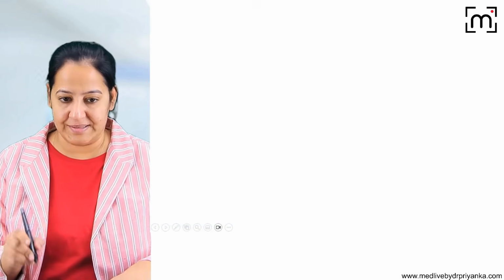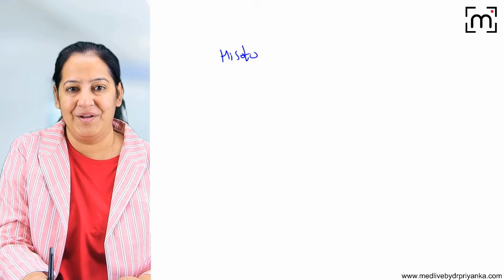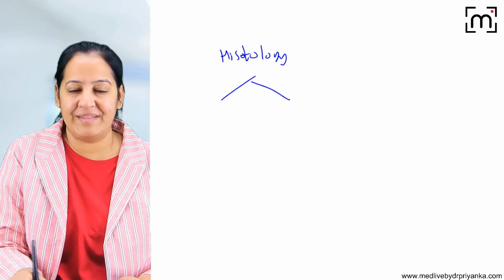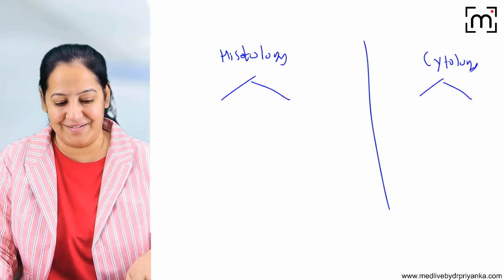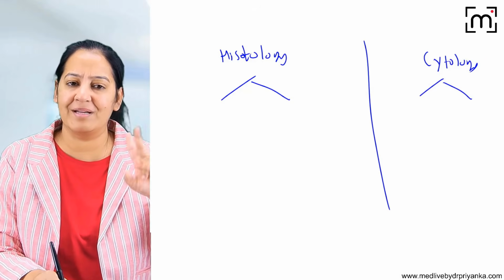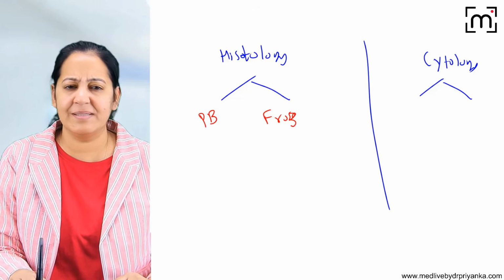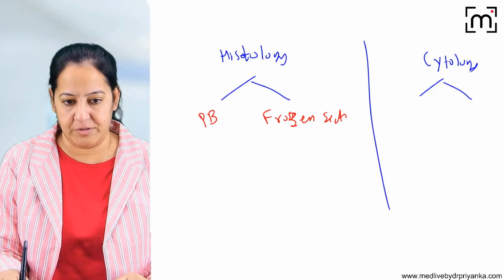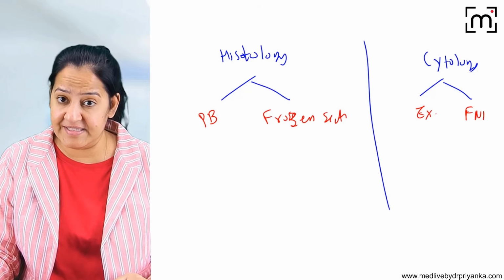Now I have taught you two methods till now. The first method was histology. There were two methods there, and here cytology. In the cytology also two methods are there. Yes or no? In the histology, the two methods, the main was paraffin block, and we have seen frozen section also. Frozen is not very important, but I've taught you that also. Here one is exfoliative and one is FNAC. Here FNAC is the main thing.